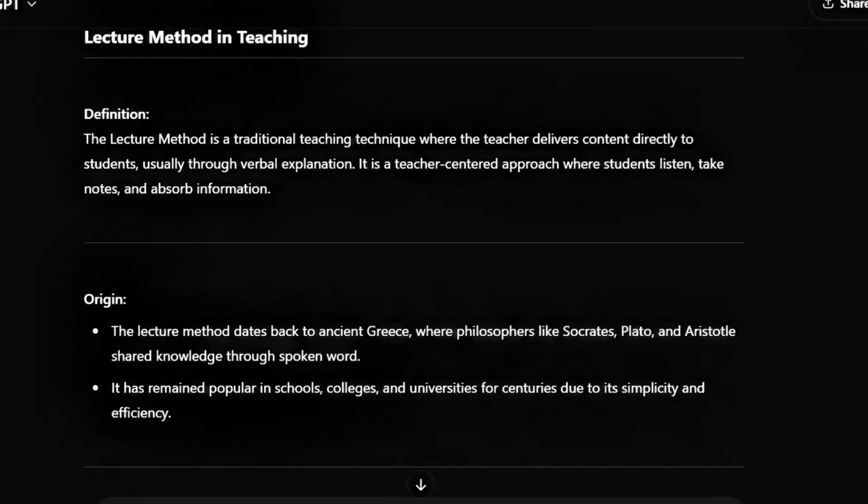Lecture method in teaching. Definition. The lecture method is a traditional teaching technique where the teacher delivers content directly to students, usually through verbal explanation. It is a teacher-centered approach where students listen, take notes, and absorb information.